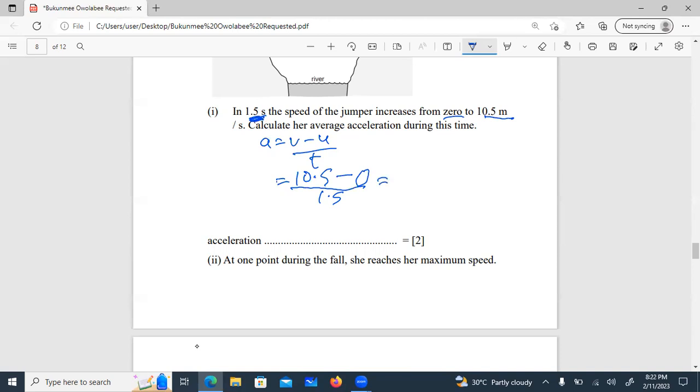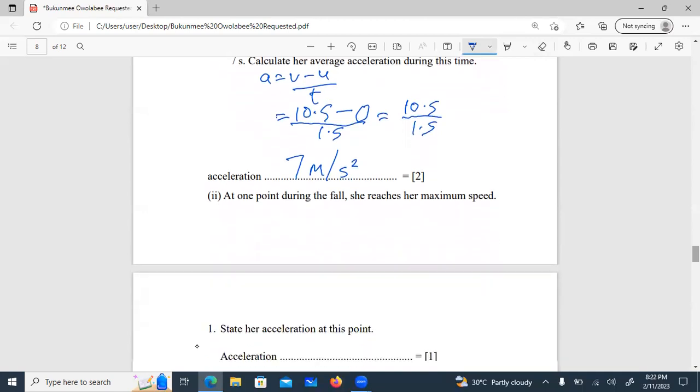So let's see. 10.5 minus 0 gives us 10.5. And we divide it by 1.5. 10.5 divided by 1.5 gives us 7. Then put the SI unit of acceleration here, meters per second squared. Okay, so our answer is 7 meters per second squared. Let's take the next question.